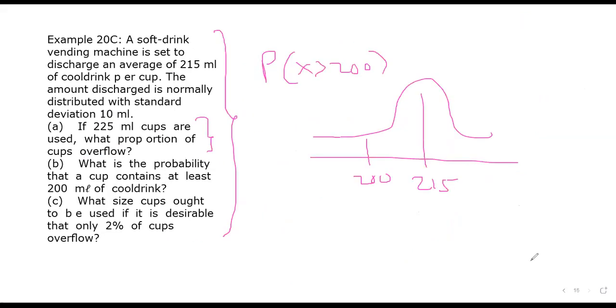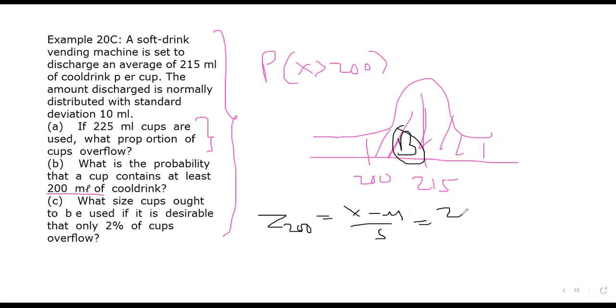Then we go to second part. Part B is the probability that a cup contains at least 200 ml. At least means greater, so greater than 200. The difference with this is that it's on the left side. We're still going to shade to the right side because it says greater, except that this shading is big, we will not subtract. So we illustrate this 200. So x minus mu over standard deviation. So 200 minus what? 215 over 10. So this is negative 1.5.